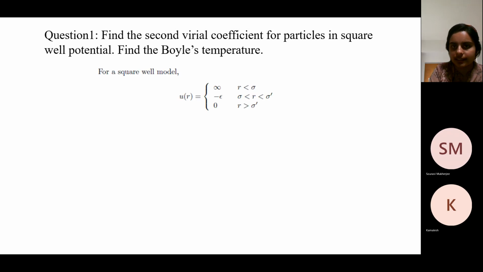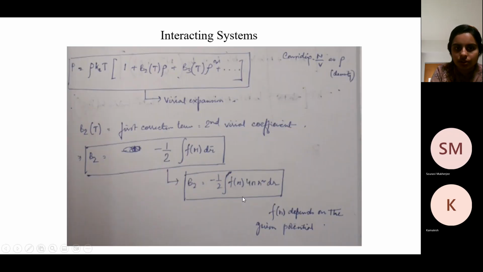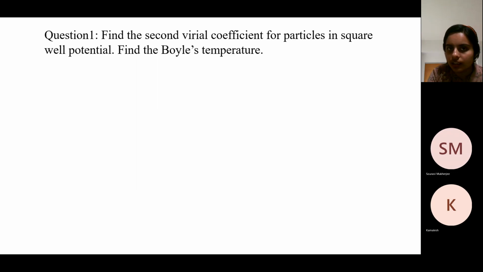So what do we mean by a square well potential? It looks something like this. For r less than sigma, it's infinity. Then it has some value when r ranges from sigma to sigma prime, and beyond that it's 0. So if this is the potential that you have, what would be your second virial coefficient? Try to use this expression and find the expression for the virial coefficient. Can you try solving that?